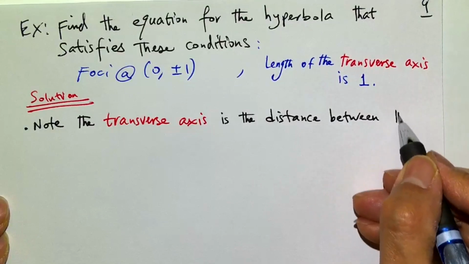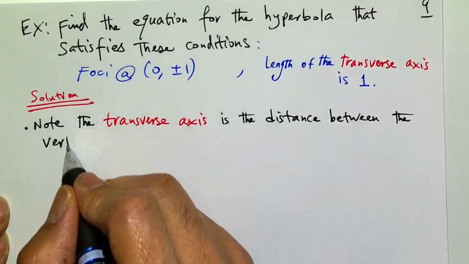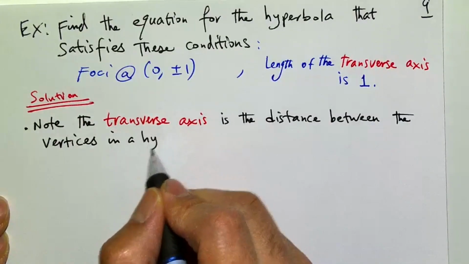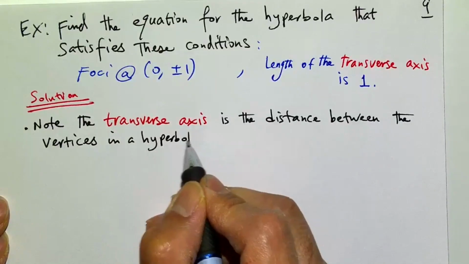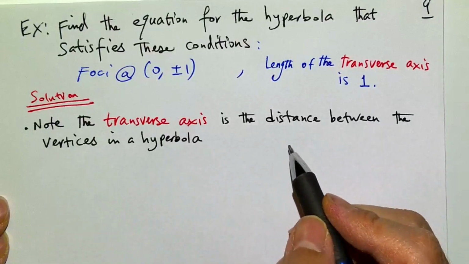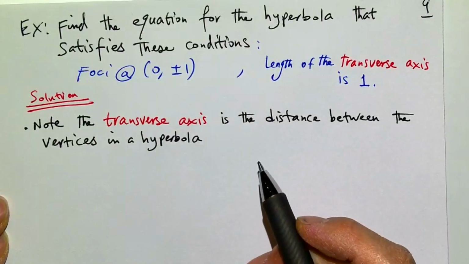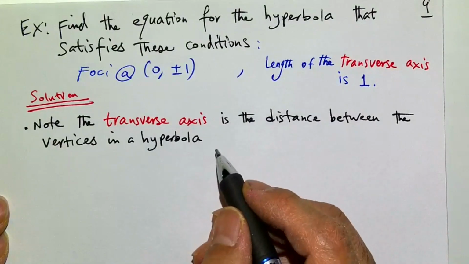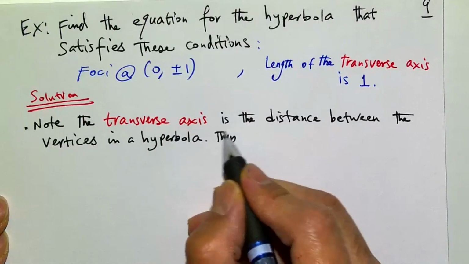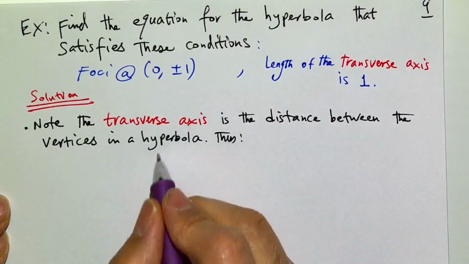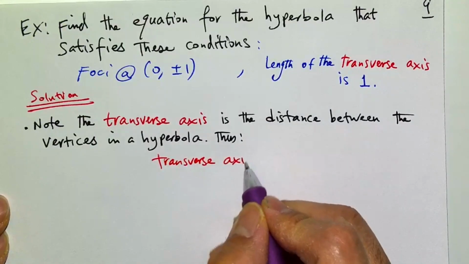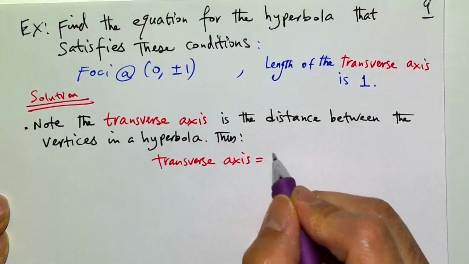Is the distance between the vertices in a hyperbola, so between the values that we call a. So therefore it would be 2a. So thus, let's write that down here. Transverse axis is equal to 2a.